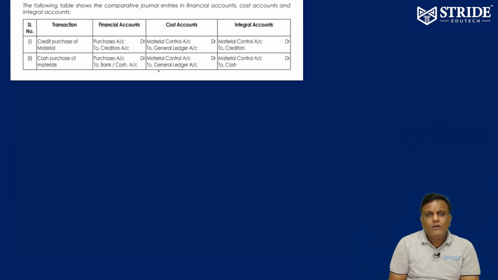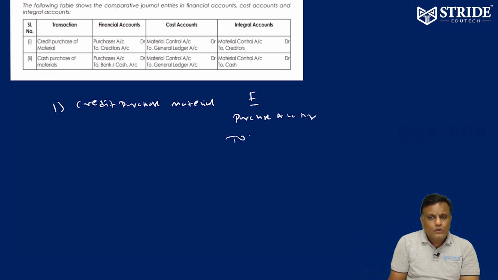Now we'll see one by one how the entries are placed in financial accounts, cost accounts and integral accounts. Number one, credit purchase of material. Whenever materials are purchased on credit, what is the entry normally in financial accounts? Purchase account debit to creditor account. This is for credit purchase.